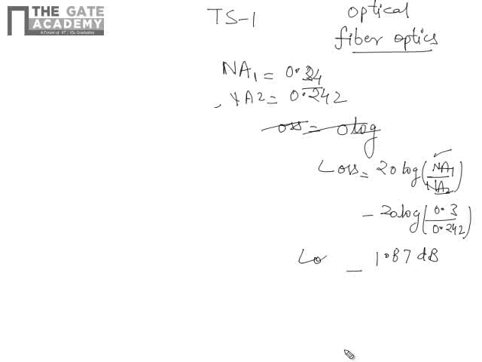So this is the amount of loss which you will incur if you have two fibers having different numerical apertures. Different numerical aperture obviously tells us a different acceptance angle. So if you see the options, then option B, which is 1.87 decibel, is correct. So you have option B as correct.